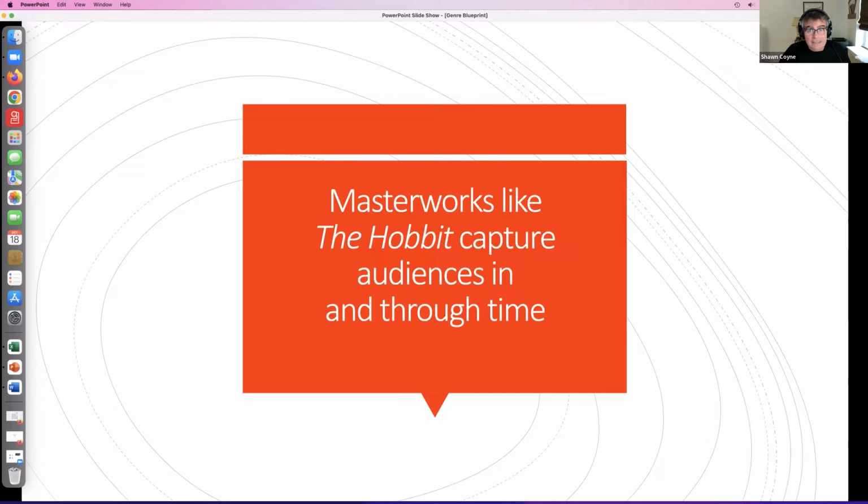All right, so let's talk about how do we define masterworks? Well, masterworks like The Hobbit or Pride and Prejudice or Jane Eyre or what have you, they capture audiences in and through time. So The Hobbit was a very popular book within Tolkien's lifetime. After he died, it got even more popular. That's what we're talking about. How did he pull off that trick? He created a work of art that outlasted his days on the planet. That's what a masterwork does.